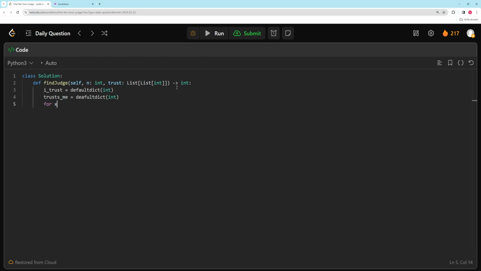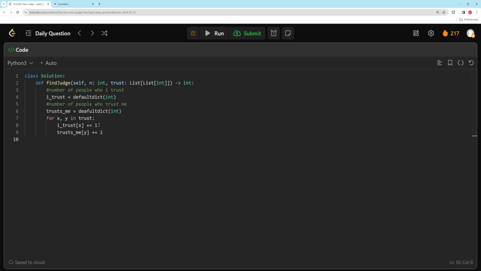So we can just say for x, y in trust. We can say it's going to be x who trusts y. So I trust of x is going to increase by 1, right? Because I trust is like, we can even comment this to make it more clear. This is people who I trust, or number of people who I trust. And number of people who trust me. So x is trusting y. So x trusts 1 more person. And the number of people who trust y increases by 1 as well. So trust me of y increases as well.